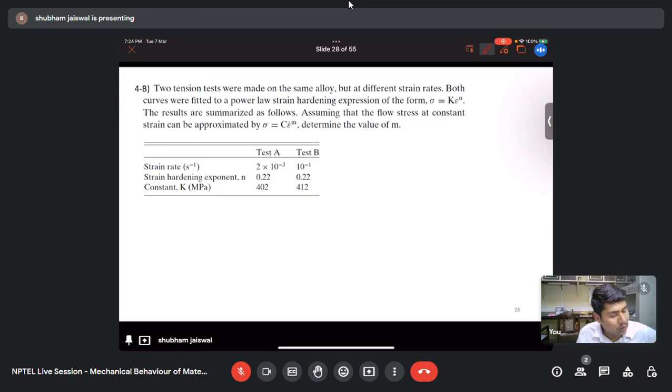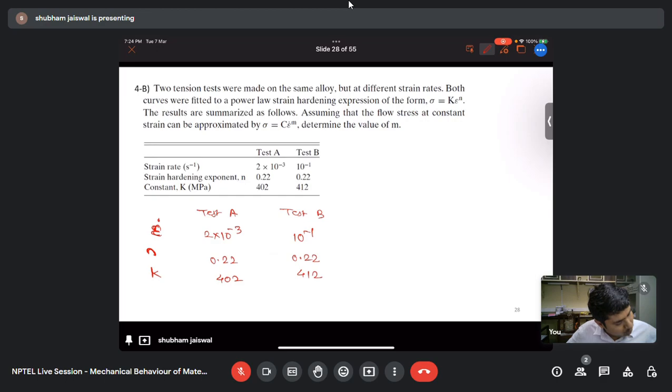So let's solve this. First we'll write down what has been given in the problem. First is the strain rate, epsilon dot. The second is the strain hardening exponent, n. And they have given the value of constant k for both test A and test B. n is 0.22, and K is 402 and 412. So in both the cases, the strain hardening exponent is the same.